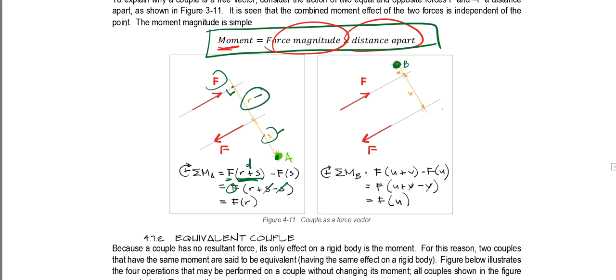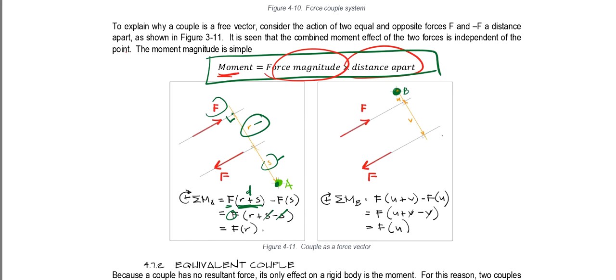So as you can see, we can now derive the formula of the moment for a force couple, right? We are now left with force times the distance apart of these two couple forces. So we have F times R.